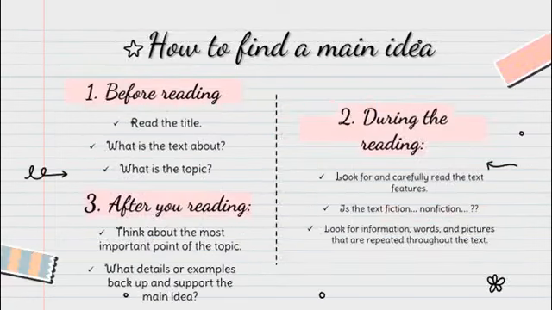How to find a main idea. 1. Read the title. What is the text about? What is the topic? 2. Look for and carefully read the text features. Is the text fiction? Non-fiction? Look for information, words, and pictures that are repeated throughout the text. 3. Think about the most important point of the topic. What details or examples back up and support the main idea?